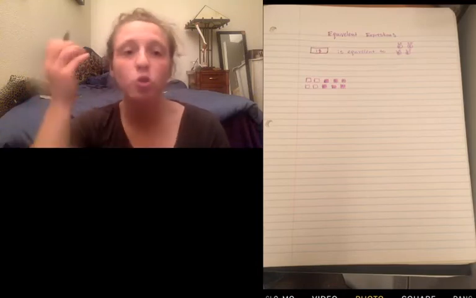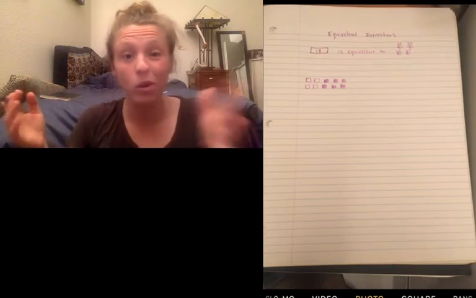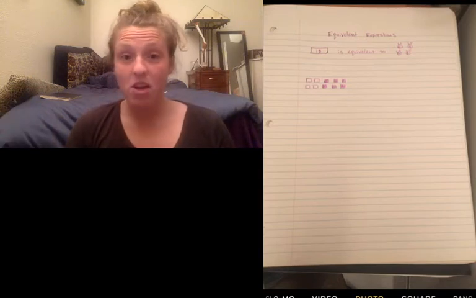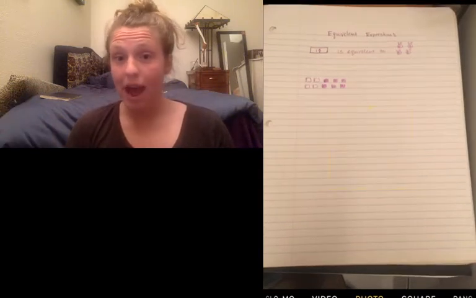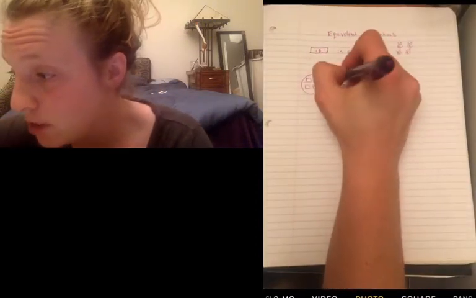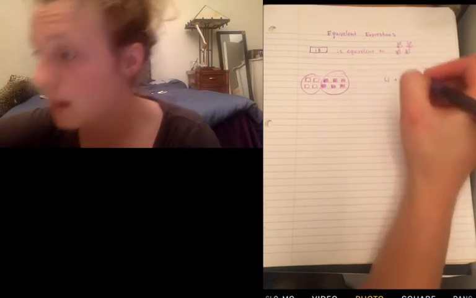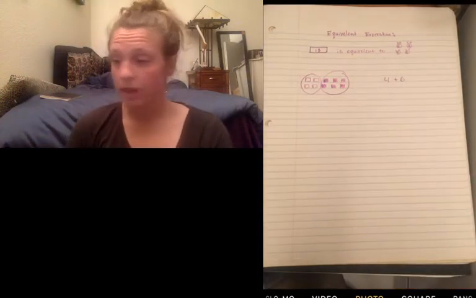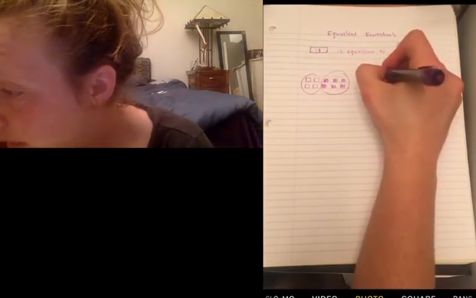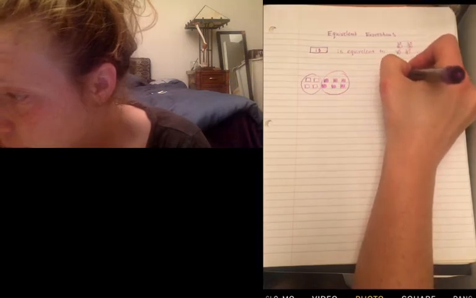Someone might look at this and ask, okay, how many squares are there? And I'm not asking how many purple squares there are, how many white squares there are. I'm asking how many squares there are in total. Okay? And we could think of this number as a set of 4 squares added to a set of 6 squares. And that would look something like 4 plus 6. This is our expression number 1.